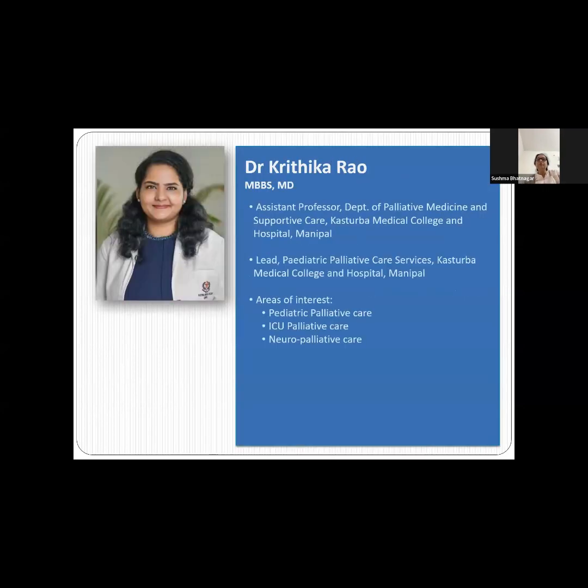Krithika Rao. We all know Dr. Krithika very well. She's assistant professor with the team of Dr. Naveen Salins. Very brilliant, I think, young palliative care physician, I consider her. She is also leading the pediatric palliative care services at KMC Manipal, and her areas of interest are also pediatric palliative care, ICU palliative care, and neuro palliative care.